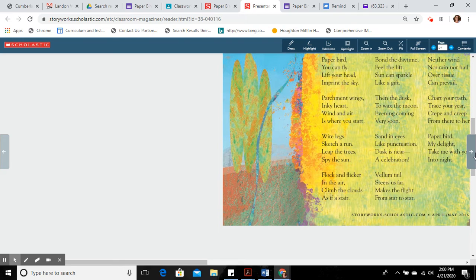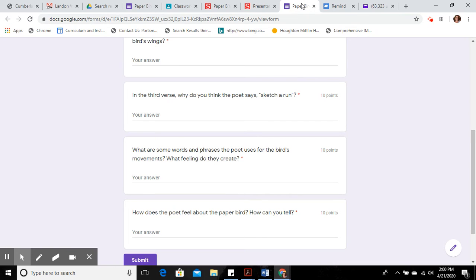And sketch. When you sketch something, is your hand moving quickly? Are you making lots of lines on the paper as you're sketching it quickly? That is what the poet is wanting you to think of. How does a bird run? Does it run quickly or does it walk slowly? Sketch a run is a phrase that is very important that the author used there.